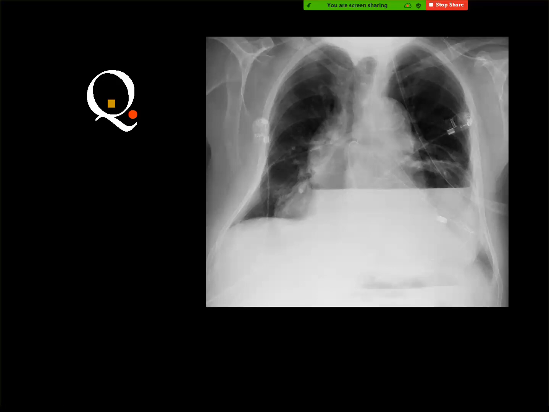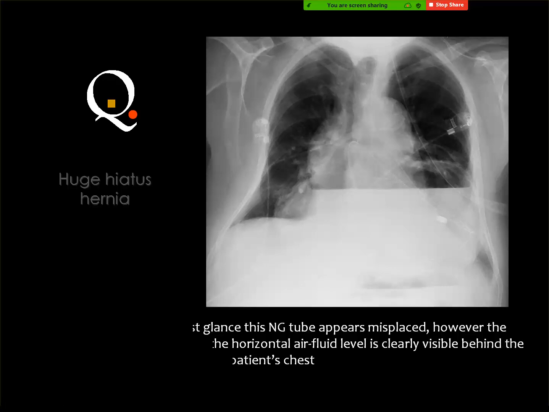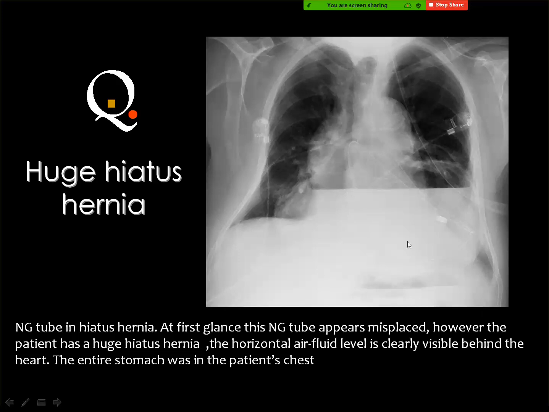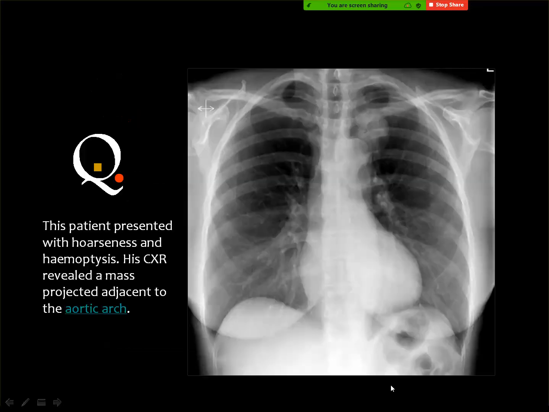Hiatal hernia. This is a massive hiatus hernia, and it contains an air fluid level, of course, because the stomach is totally herniated, and the gastric contents form this fluid level.